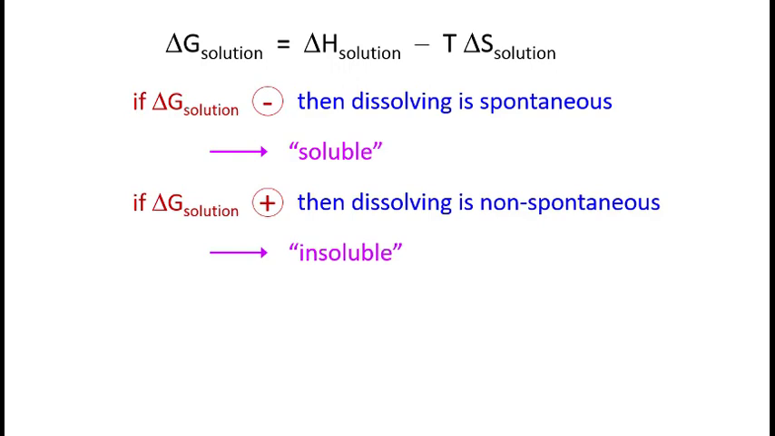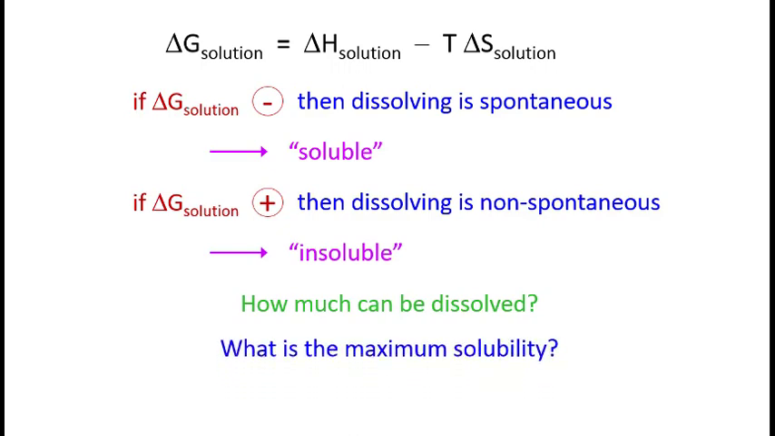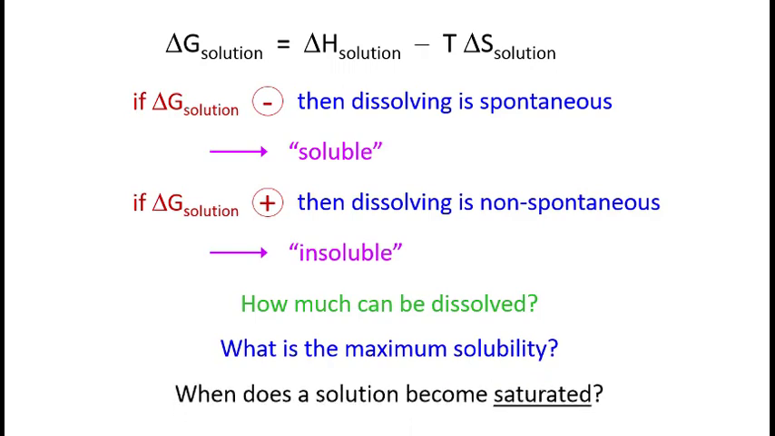But as we recall from our discussions of plain delta G, having a negative value or saying a compound is soluble doesn't tell us how much solute can be dissolved. What we're often interested in is the maximum solubility of a compound. We might ask, when does a solution become saturated? And for that, we need to know about the extensiveness of a reaction. And for that, we need to consult delta G0.